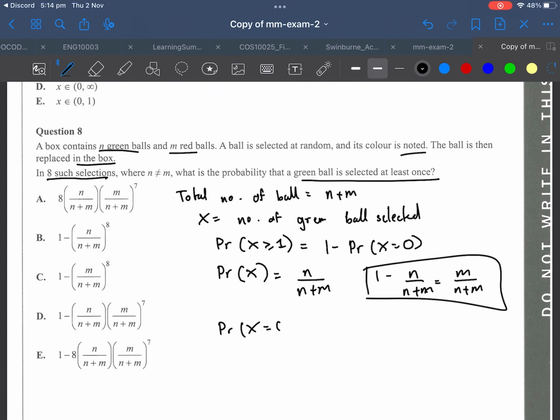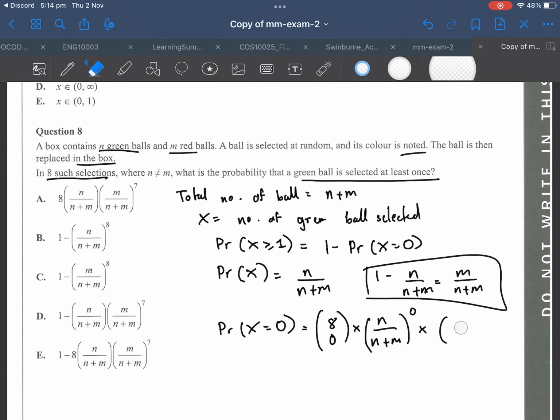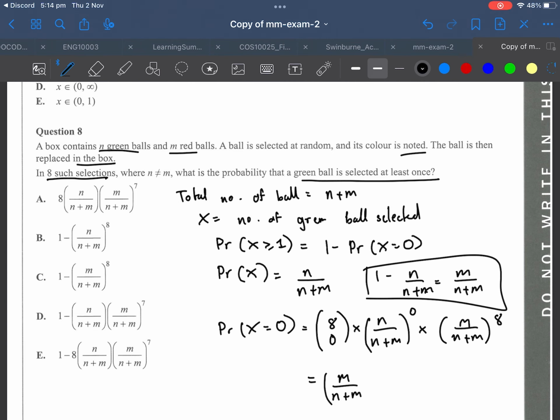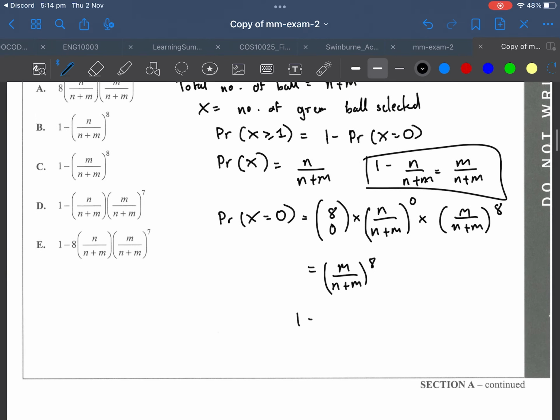So the probability of x equals 0. Now we can just use the binomial distribution formula, which would be 8 choose 0 times the probability of success, which is n over n plus m to the power of 0, times 1 minus n on n plus m. Now as discussed earlier, this is just going to be simply m on n plus m to the power of 8, meaning that the probability that x equals 0 is m on n plus m to the power of 8. Now of course we have to subtract it from 1. So this has to be our answer, so our answer is going to look like C.